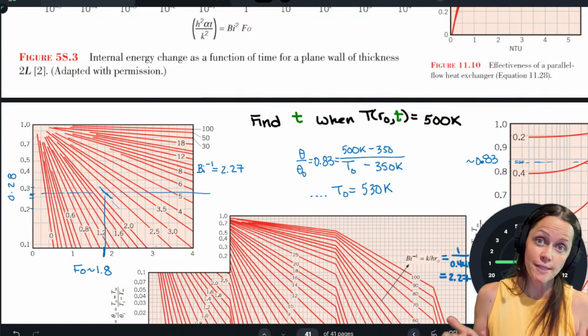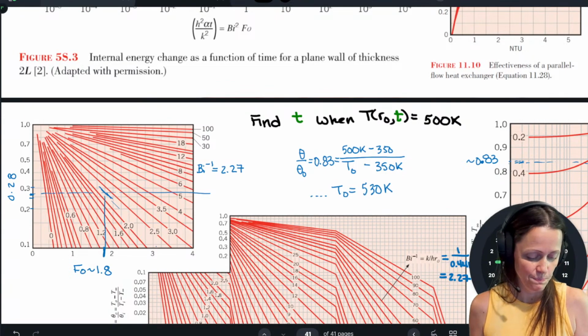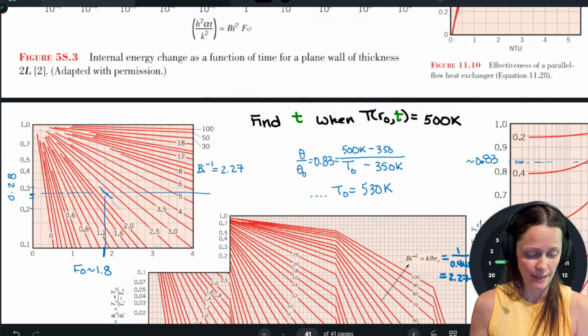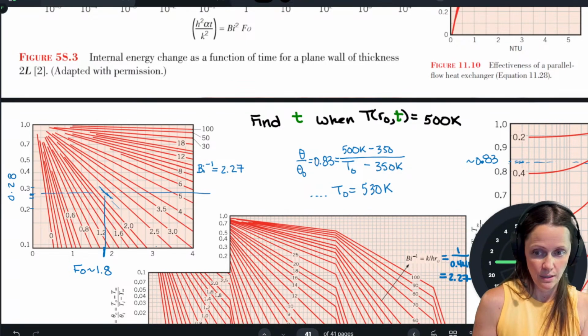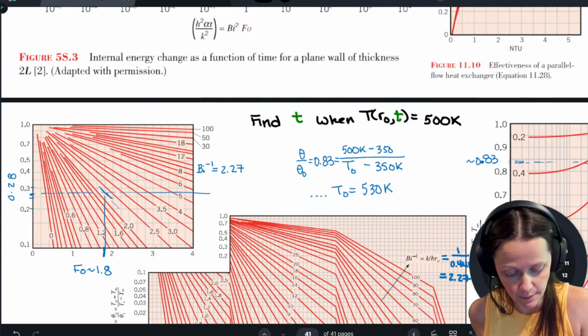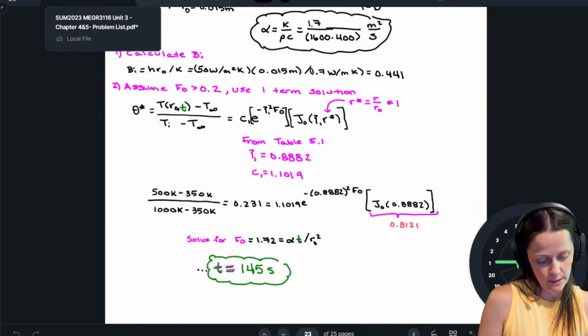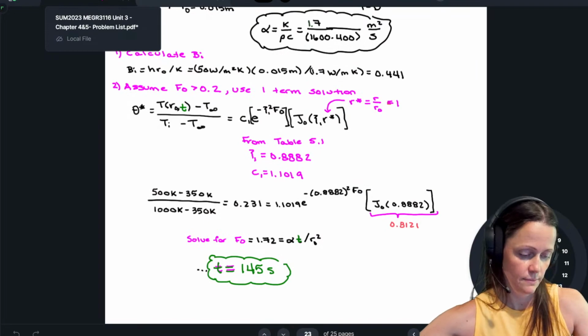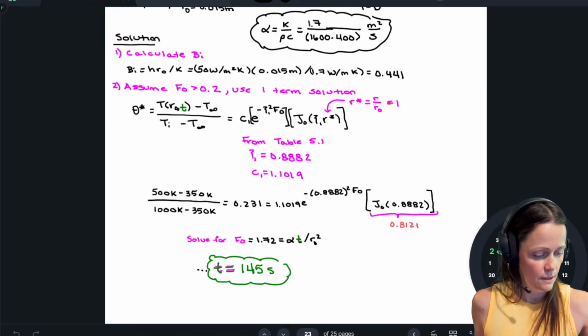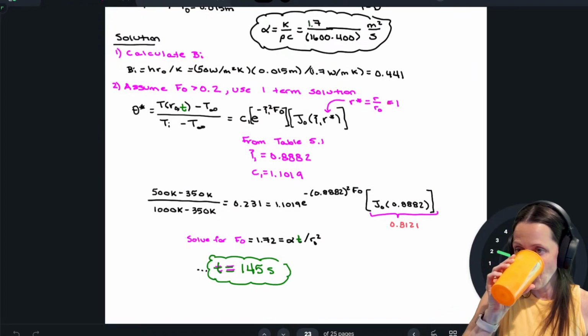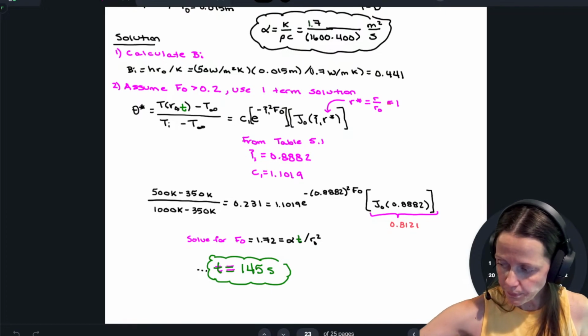I don't know. Sometimes it saves you time, sometimes it doesn't. Anybody got questions about the Heisler charts? Could we go back to the solution for this problem? I didn't get the. Yes, absolutely.